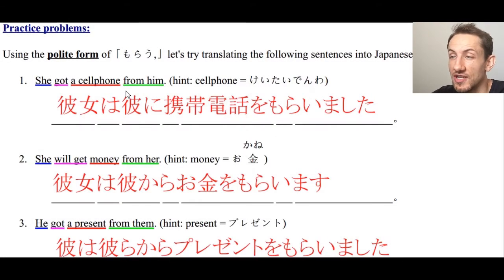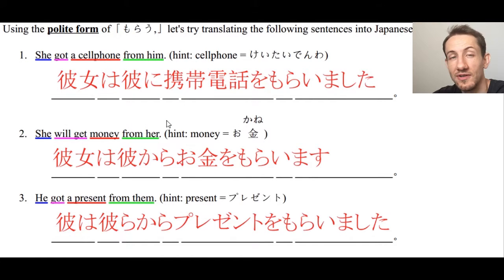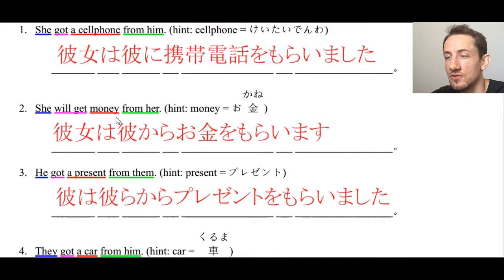All right, number 1. She got a cell phone from him. 彼女は彼に携帯電話をもらいました。Or if you wanted to say から, 彼から, that's fine too. Remember, ni and kara, they're interchangeable. So I just use whichever one. Number 2, she will get money from him.